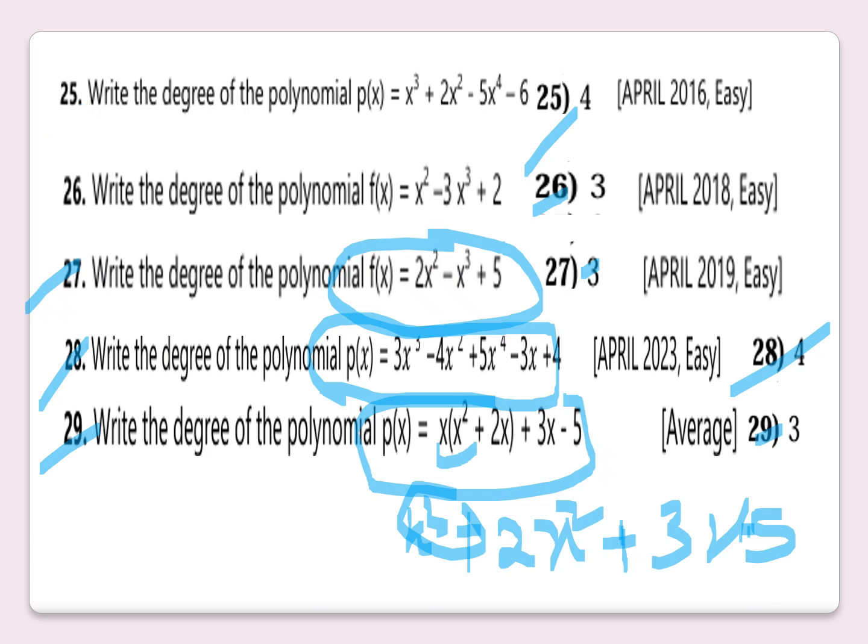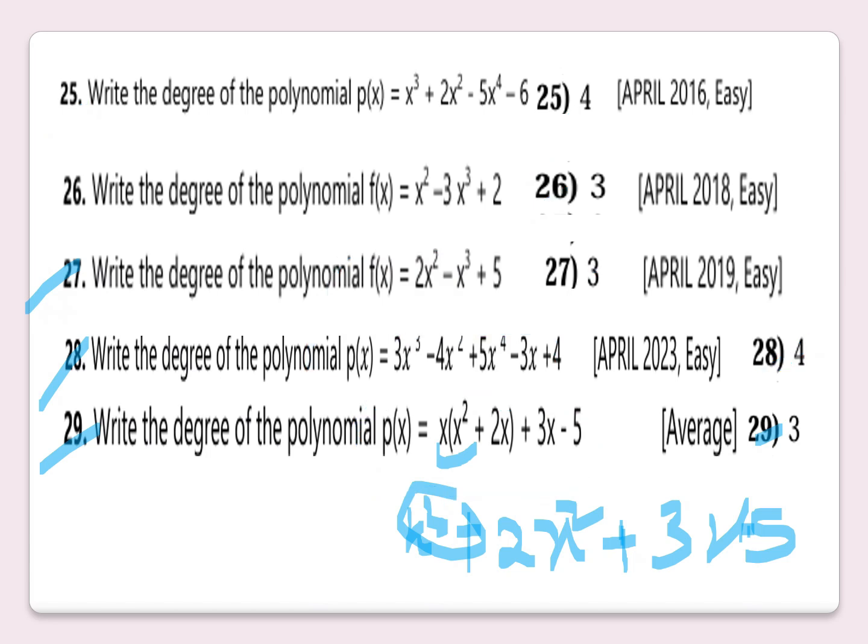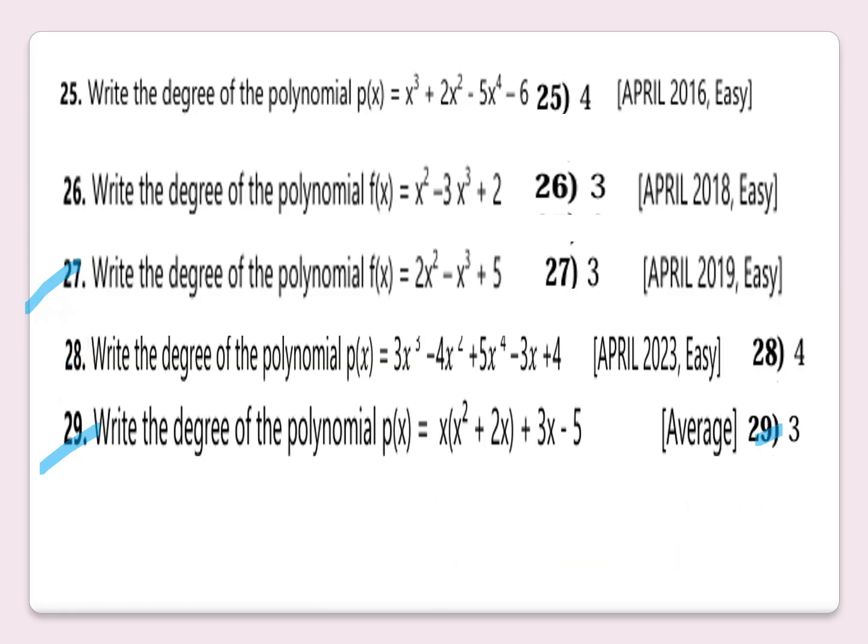Sometimes the questions will not be given directly. You have to solve and then select the degree of the polynomial. So these things you have to remember here. So in question number 29, the correct answer is 3.